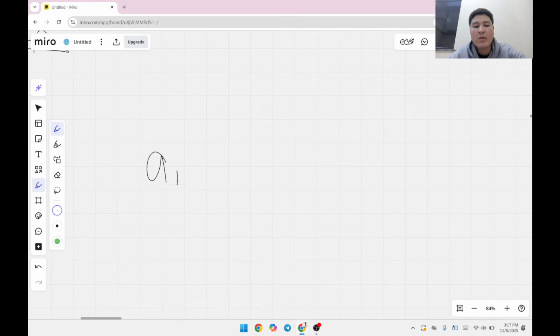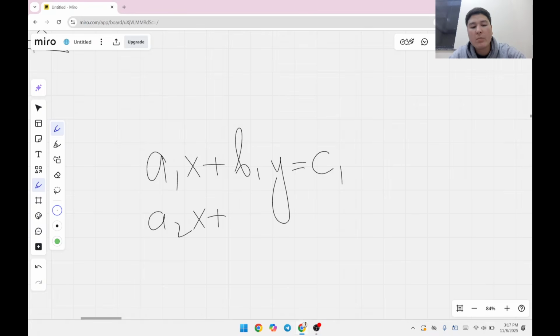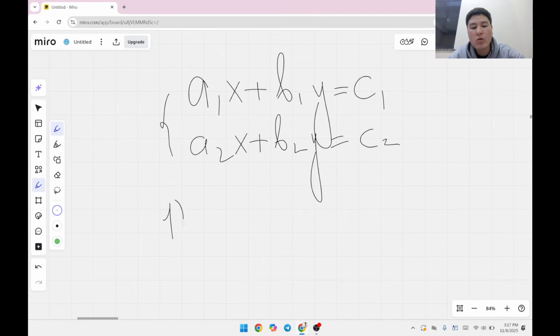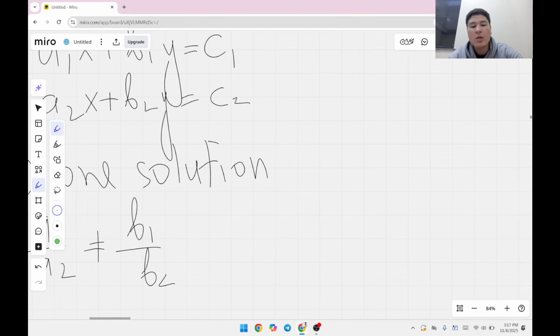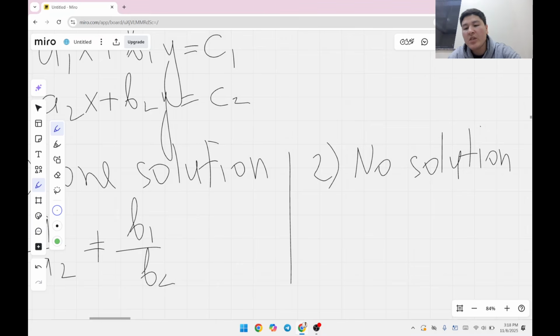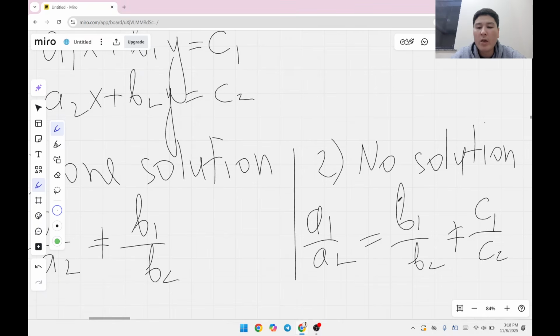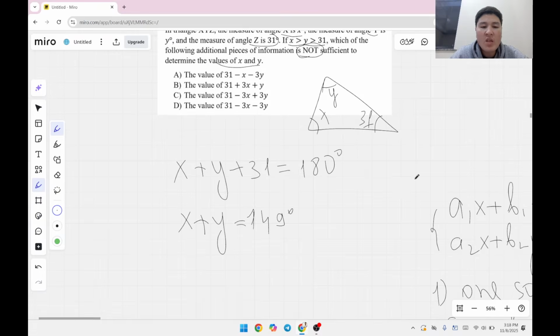For example, if you have an equation like a1x plus b1y equals c1 and a2x plus b2y equals c2. To get one solution, you must have a1 over a2 not equal to b1 over b2. Or to get no solution, which is what we have to find here, something not sufficient, a1 over a2 equals b1 over b2 not equal to c1 over c2. Now we have to find this case, and now check the equations.